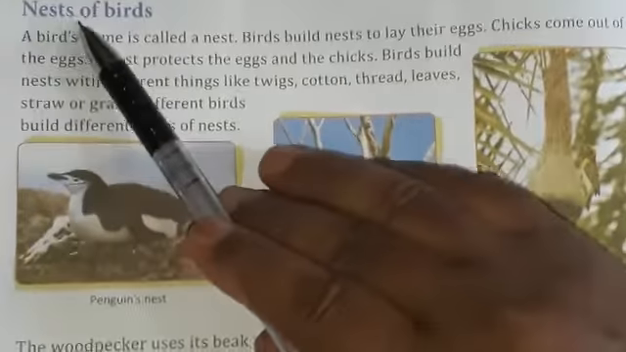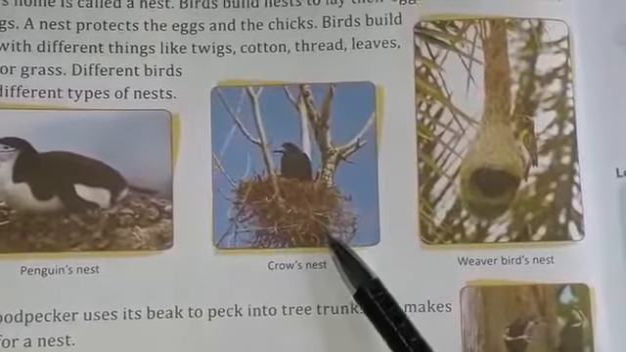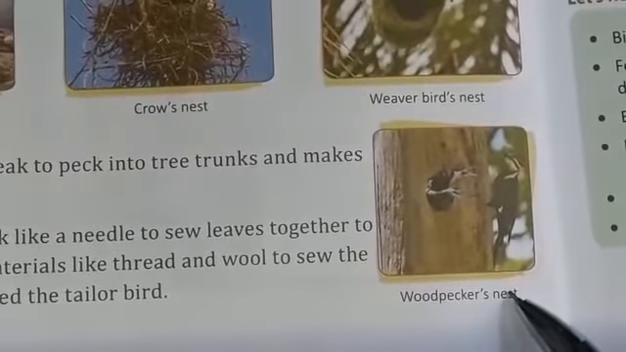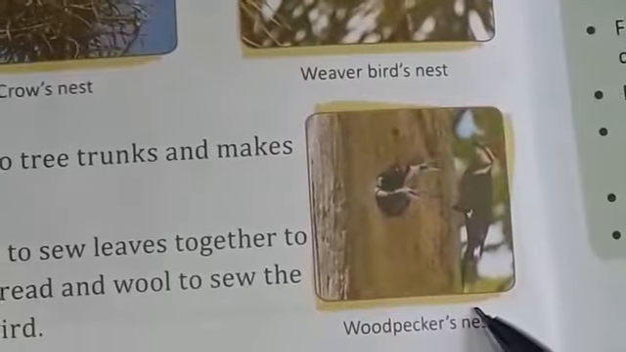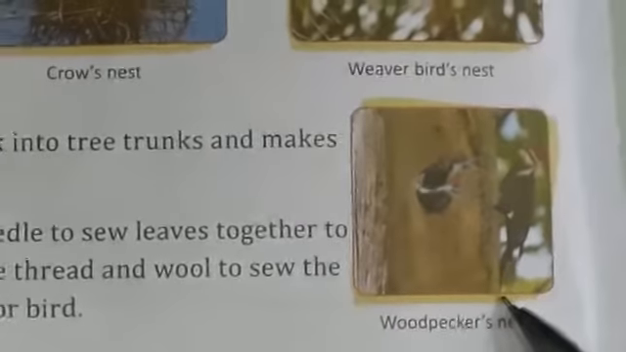Birds build nests with different things like twigs, cotton, threads, leaves, straw or grass. Different birds build different types of nests. Nests of birds: penguins' nests, crows' nests, beavers' nests, woodpeckers' nests. The woodpecker uses its beak to peck into tree trunks and makes a hole for a nest.